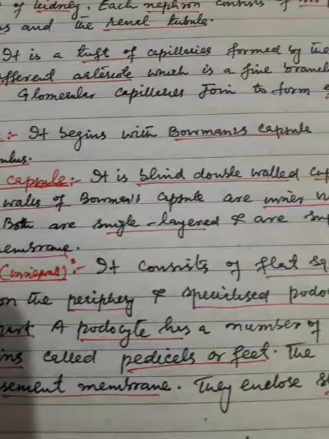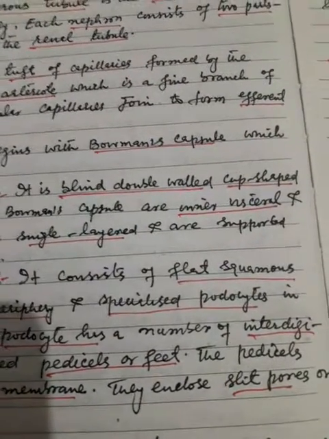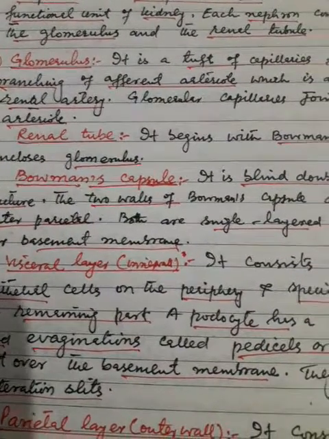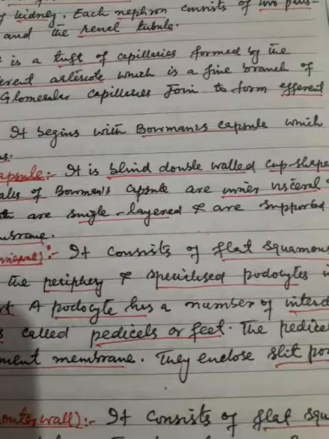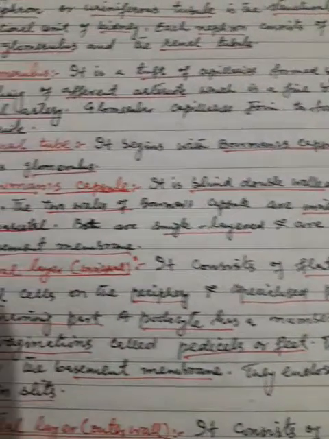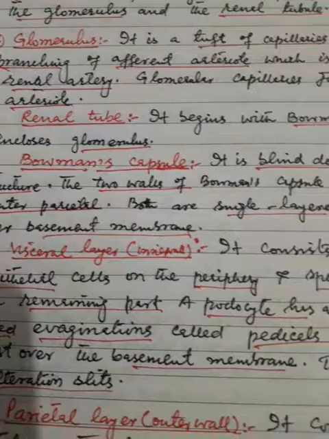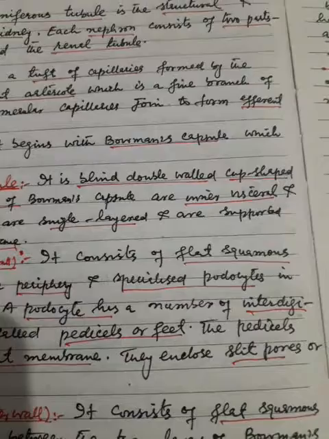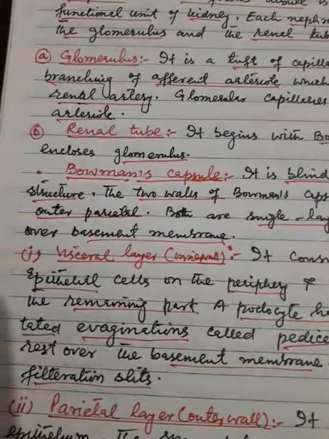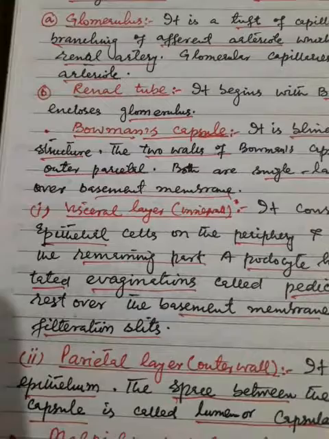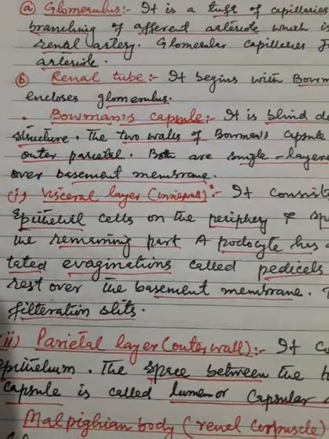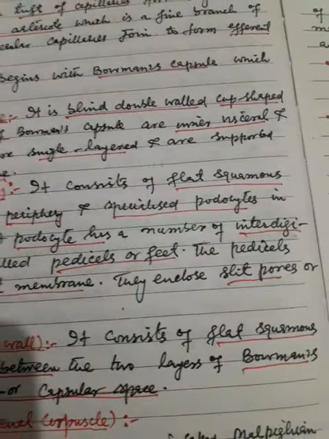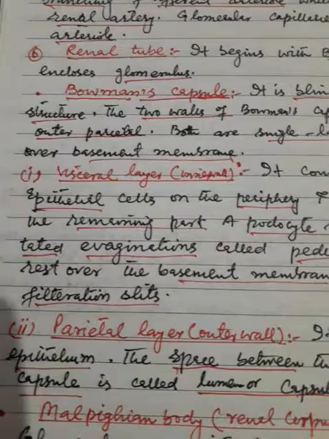A podocyte has a number of interdigitated evaginations called pedicles or feet. The pedicles rest over the basement membrane. They enclose slit pores or filtration slits. Second is the parietal layer, that is the outer wall. It consists of flat squamous epithelium.